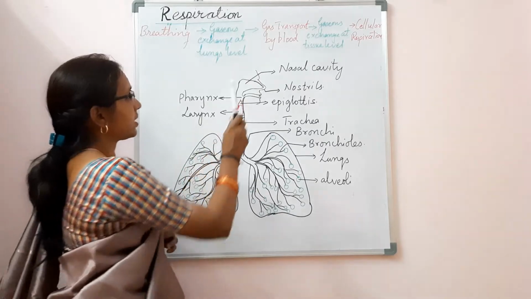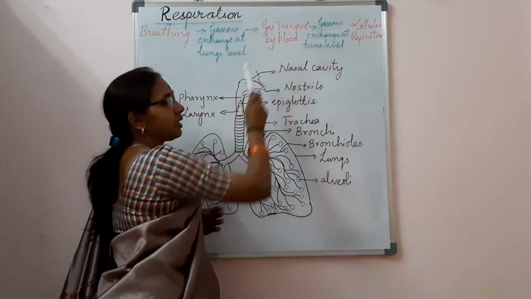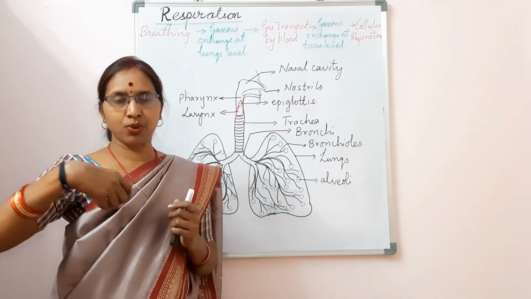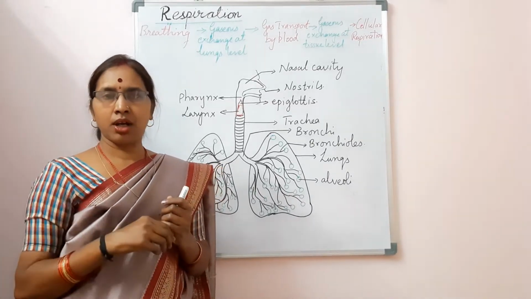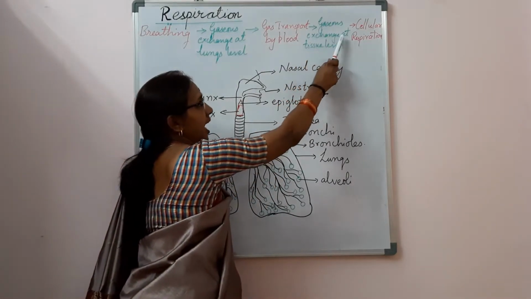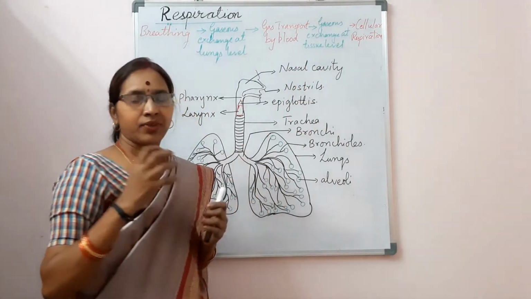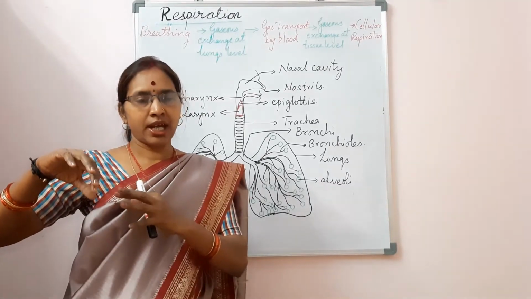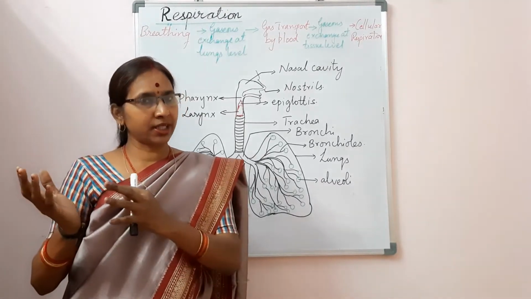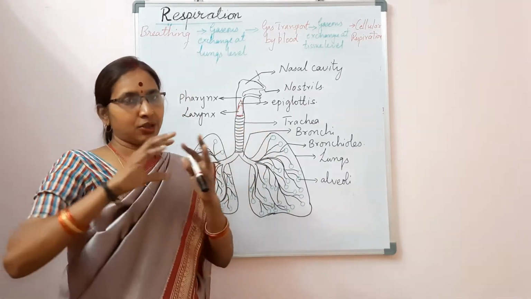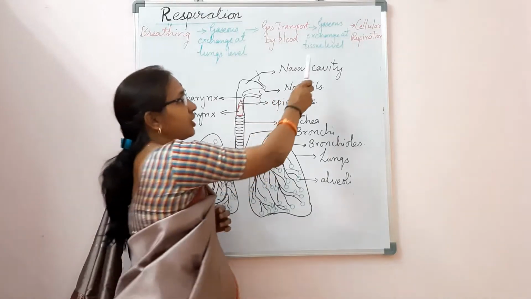The third event is gas transport by the blood. The blood from the lungs carries the oxygen and transports it to every cell of our body. The fourth event is gaseous exchange at tissue level. The blood which has taken the oxygen supplies it to the tissues, and from the tissues the carbon dioxide is again taken by the blood and comes back to the lungs. So this process takes place at the tissue level.